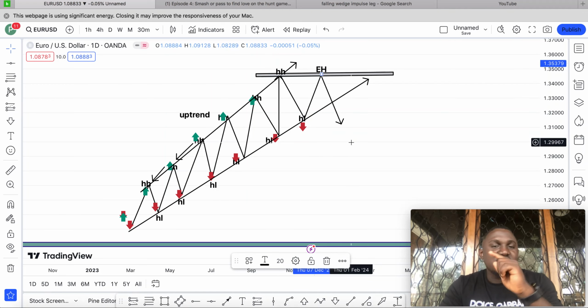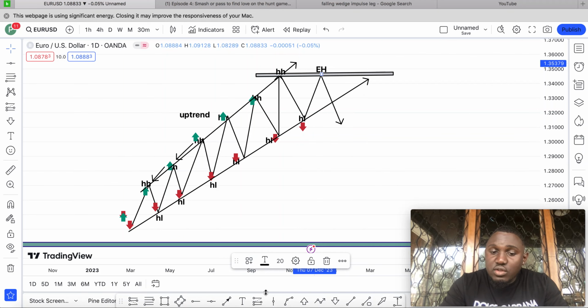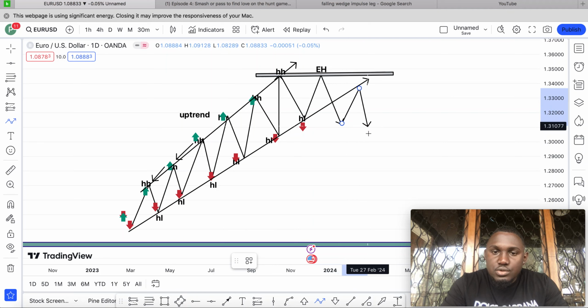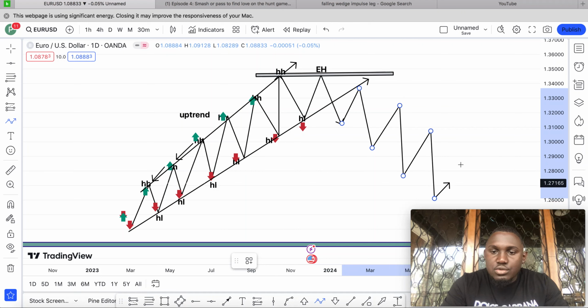Now price tends to start doing this. I'm taking it very slow because I want you to understand it. Price tends to start doing something now like this. Guys, take a look. To the upside, to the downside, to the upside, to the downside. Can you guys see that?